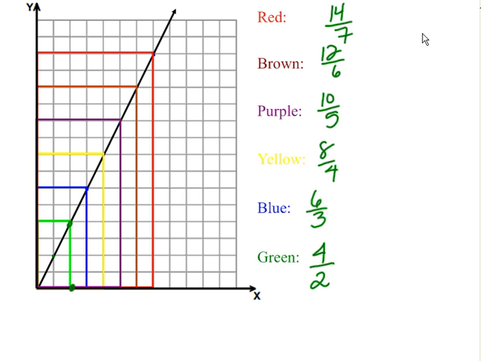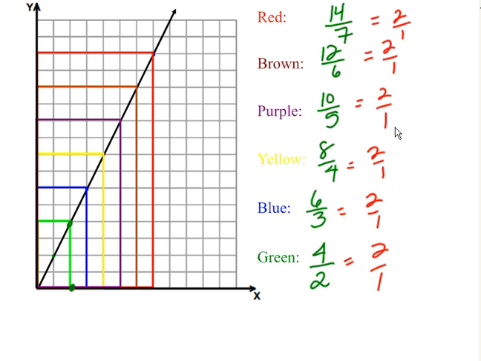Now, one of the things that is very interesting about all of these fractions is that every single one of these reduces down to 2 over 1. It didn't matter how big that rectangle was. When we took the measurements or the change in the y and the change in the x's, what we did is we found out that it reduced to be exactly the same thing.